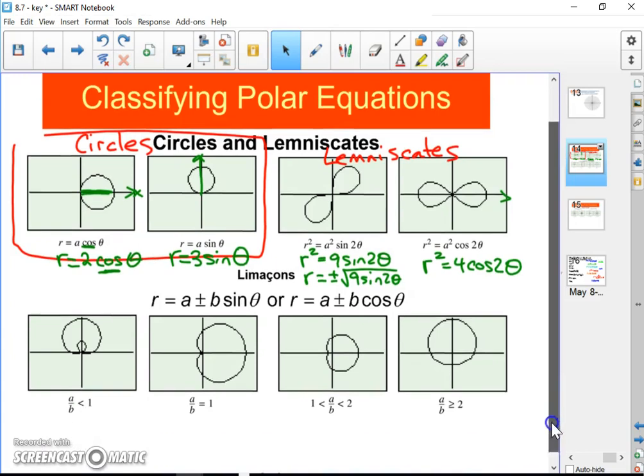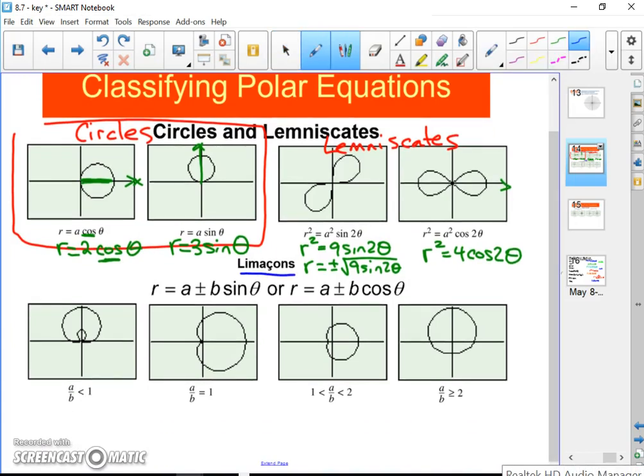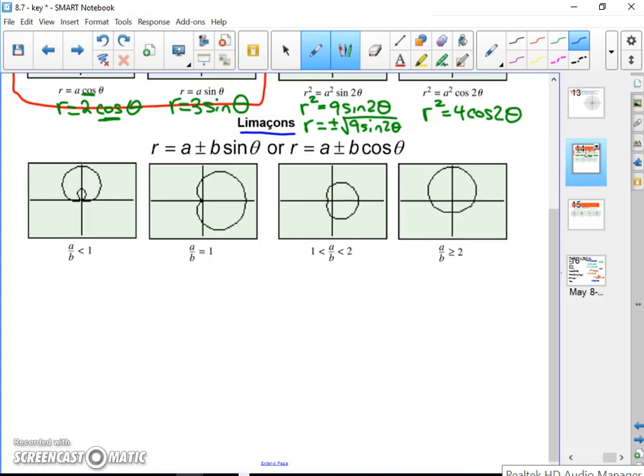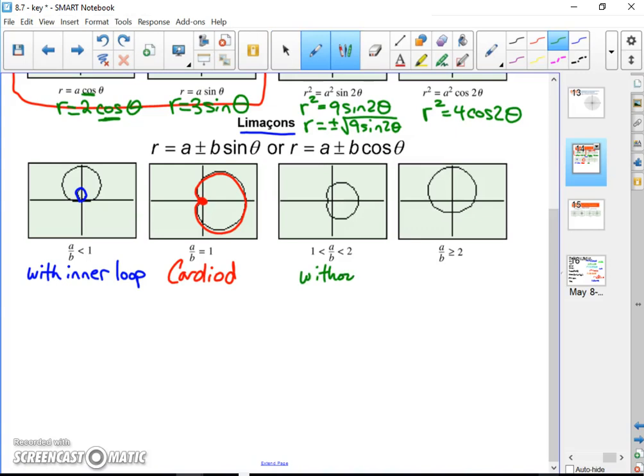So then the next set would be the limacons. There are 3 different types of limacons. This limacon over here is with an inner loop. You see this part right here is what we're calling an inner loop. The second one is a special one called a cardioid. Cardio meaning heart, they're saying this kind of looks like a heart. What's special about a cardioid is it touches the origin right there. The others are just regular limacons, without an inner loop.